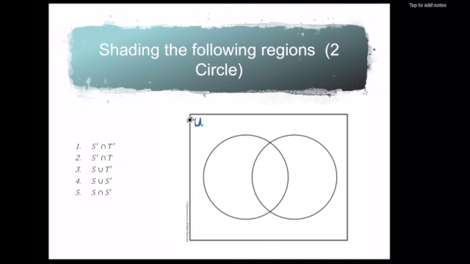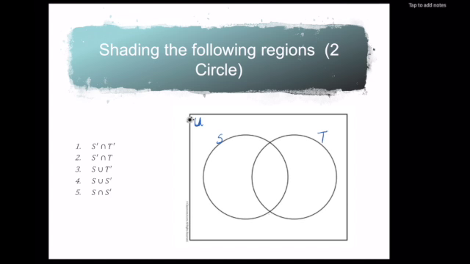I have 2 sets. I have S and I have T. Where this overlap is in the center right here, that's going to be the space S union T. But now what I want to do is I want to solve each of these problems. So for problem number 1, I want to know what S prime intersect T prime is.